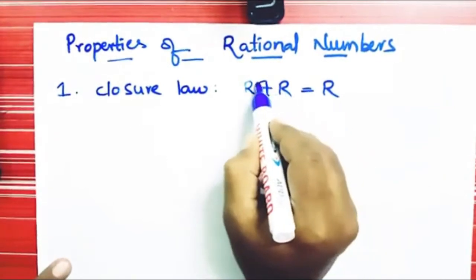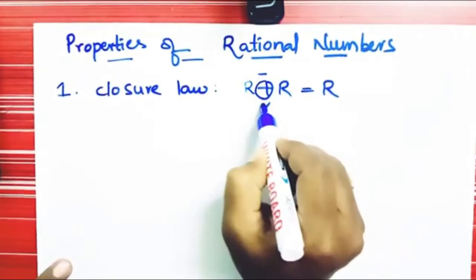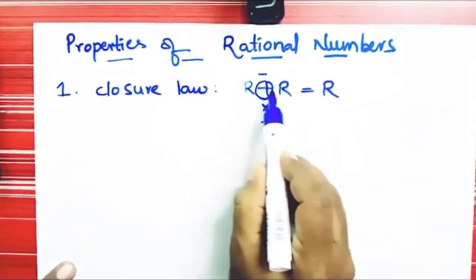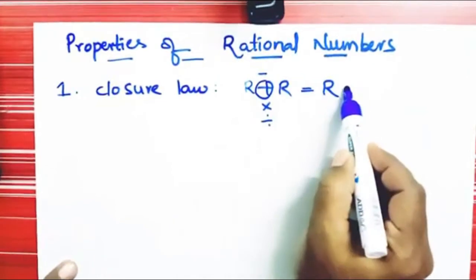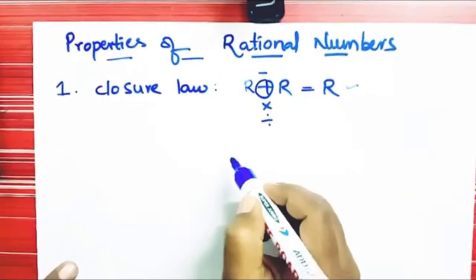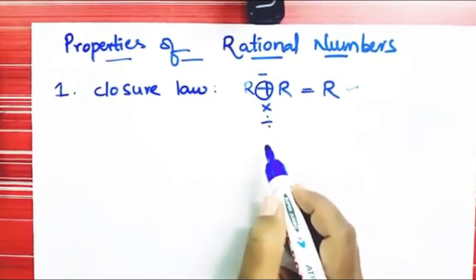Here we can take any binary operation like subtraction, multiplication, or division. I mean, if I'm subtracting two rational numbers, then the answer will also be a rational number. If I multiply two rational numbers, that answer also is a rational number, like that. So this states the closure property.